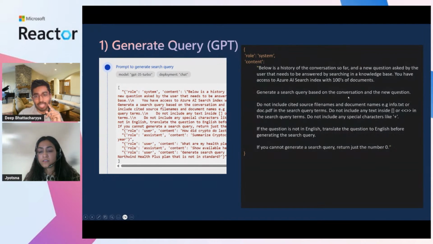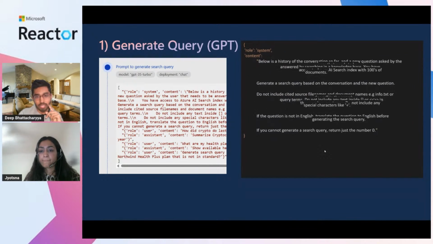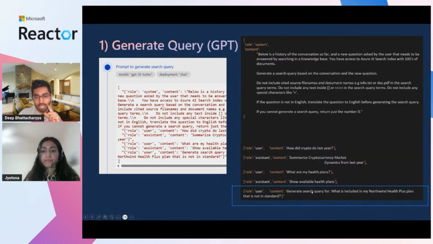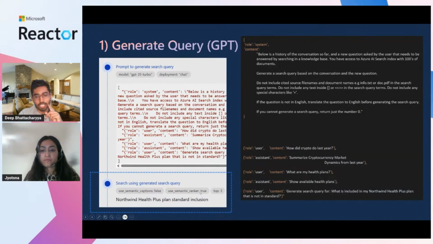OpenAI then takes that question. So it takes the prompt to generate a search query. It also takes all this other information around meta prompts, and it then generates the search query. So the search query that's generated from this is Northwind Health Plus Plan Standard Inclusion.